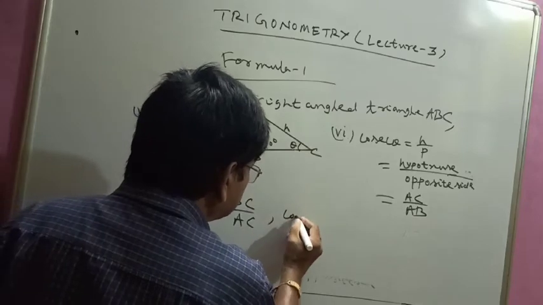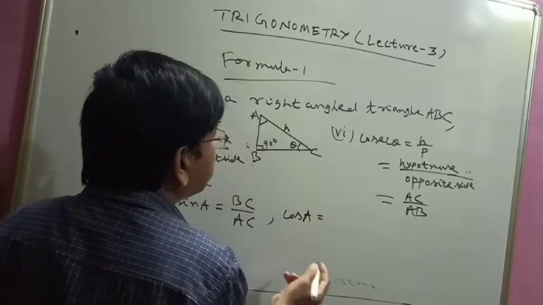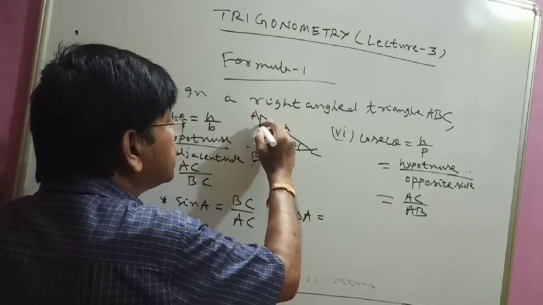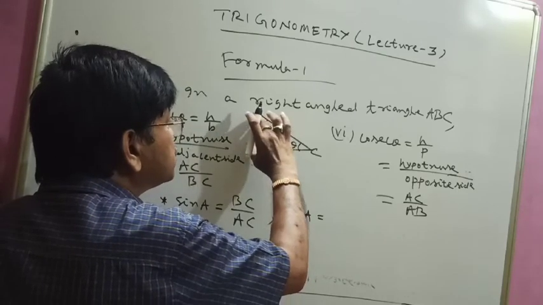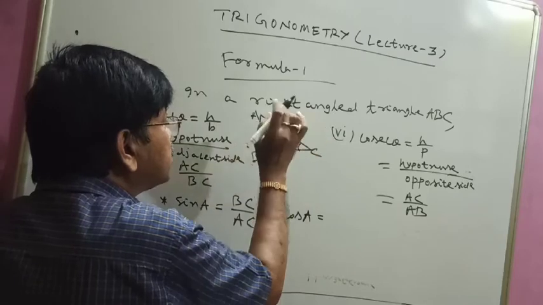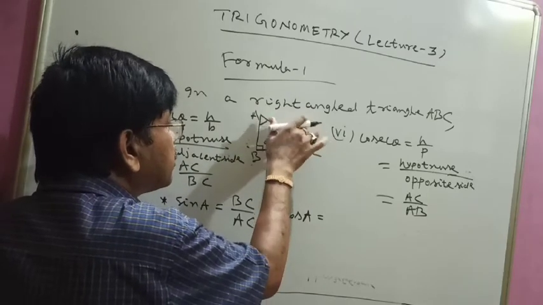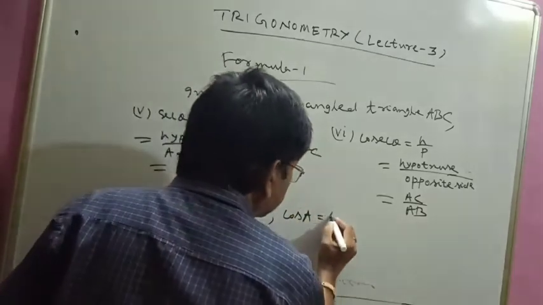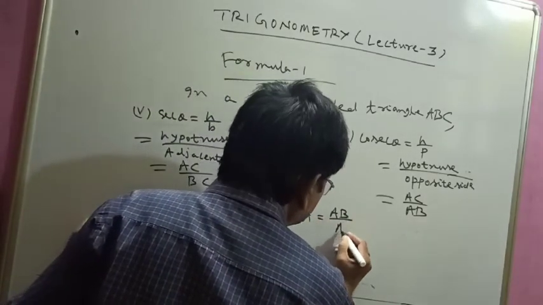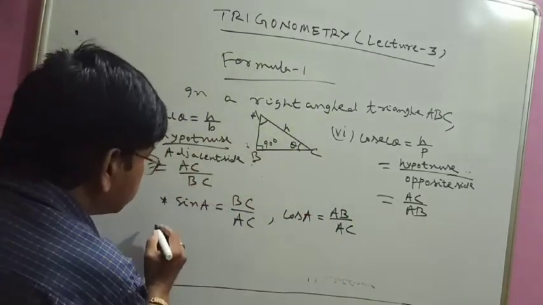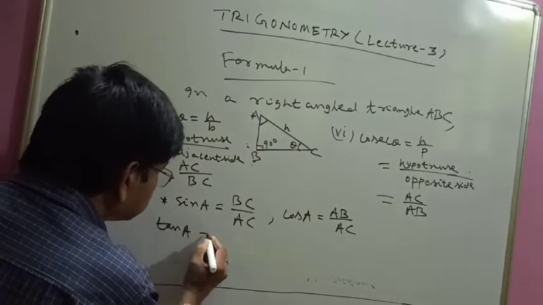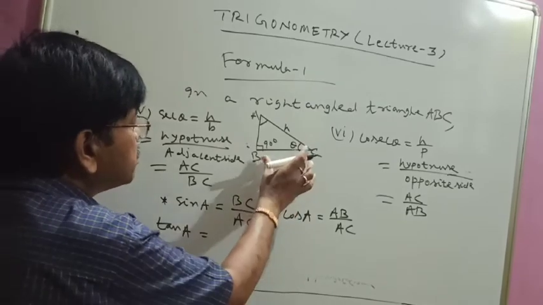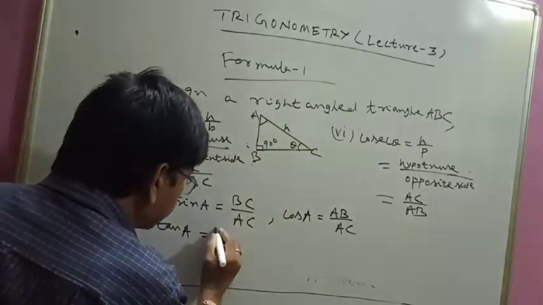Similarly, cos A is B by H, adjacent side by hypotenuse. What is adjacent to this angle? You can say this side and this side, but this one has a special name, hypotenuse, which is opposite the 90 degree angle. So leave it, and this one is AB. So cos A is AB divided by AC. Similarly, tan A is P by B, opposite side by adjacent side. So it is BC by AB.